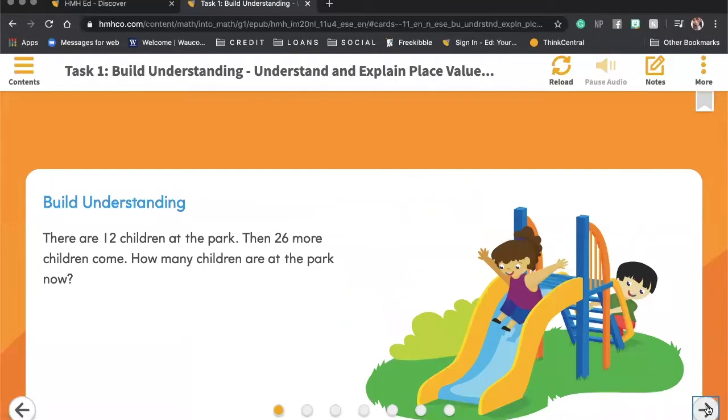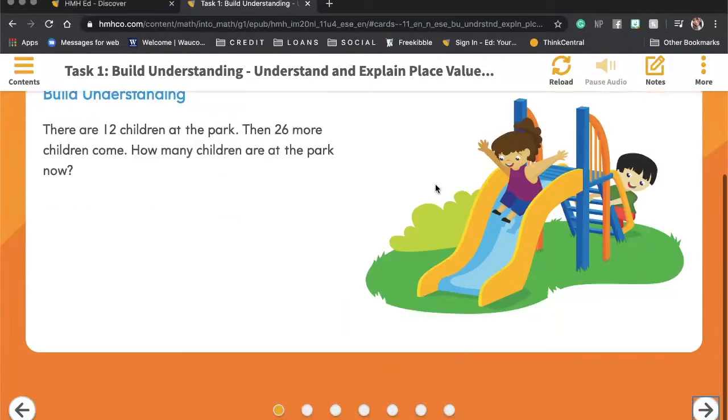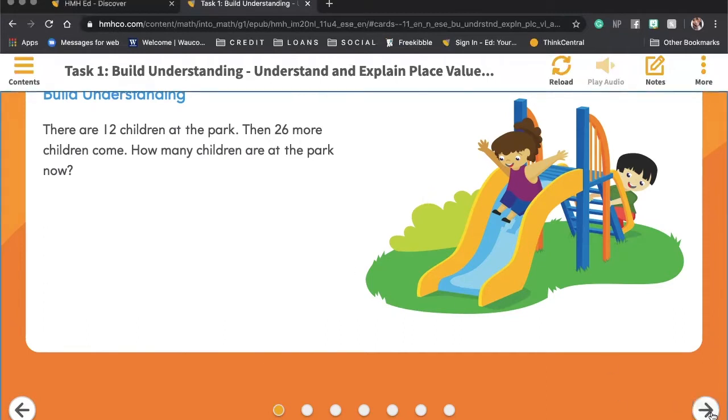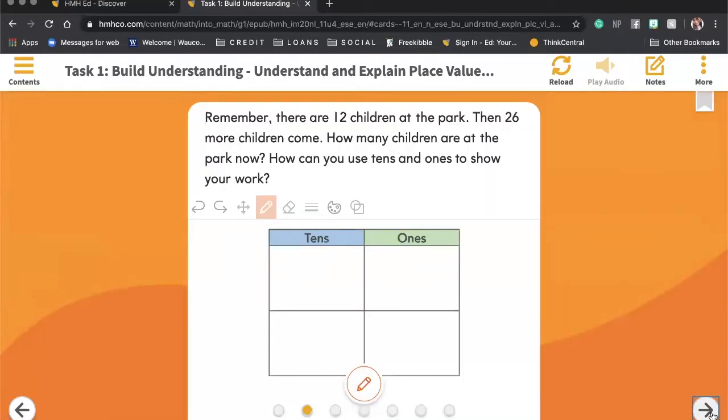Next, we'll take a look at page 392. Build understanding. There are 12 children at the park. Then 26 more children come. How many children are at the park now? So remember, there are 12 children at the park. So let's go ahead and write that in our first box. In the number 12, we have one group of 10 and 2 ones to give us 12.